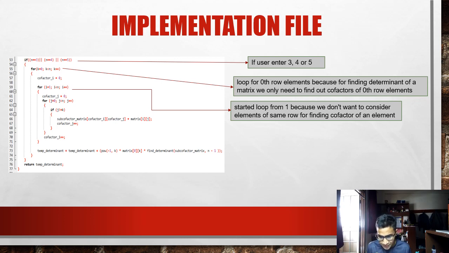This is for I. Start the loop from 1, because we don't want to consider the elements of the same row when finding the cofactor of an element.